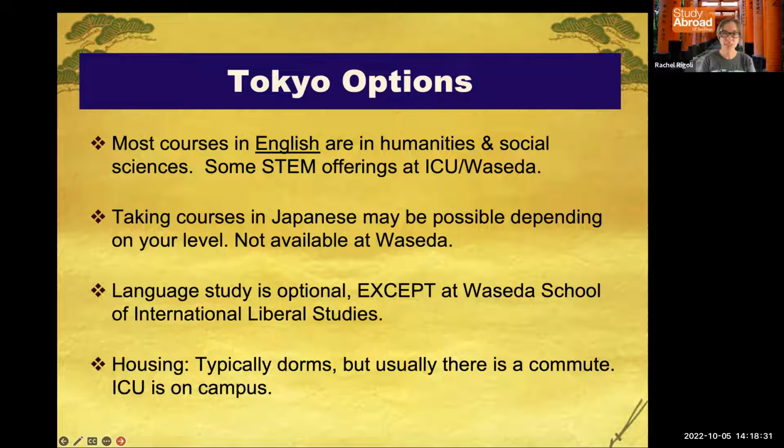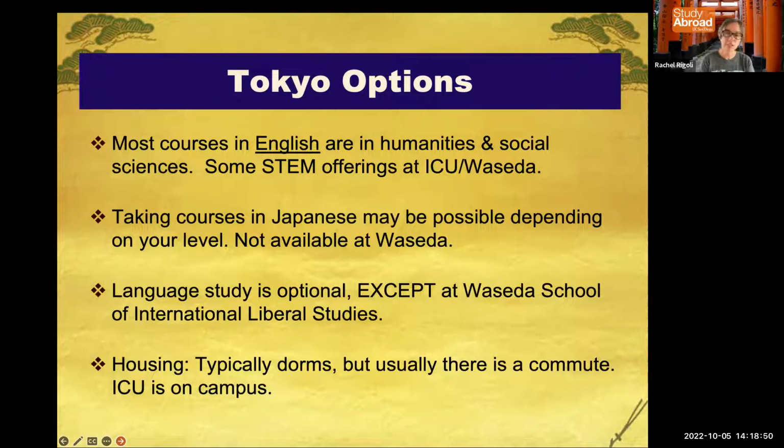And then language study, I think I've already mentioned this, is optional, except at Waseda's School of International Liberal Studies. So if you want to go to Japan and practice your Japanese just by living there, but you don't plan to take Japanese language classes formally, we don't require it except on that one program.